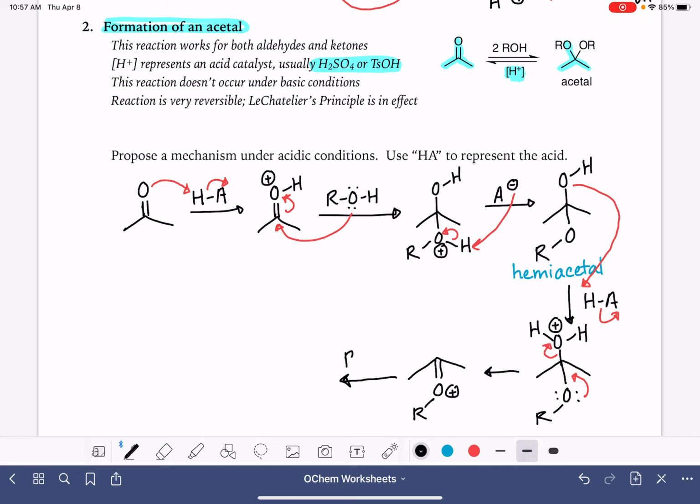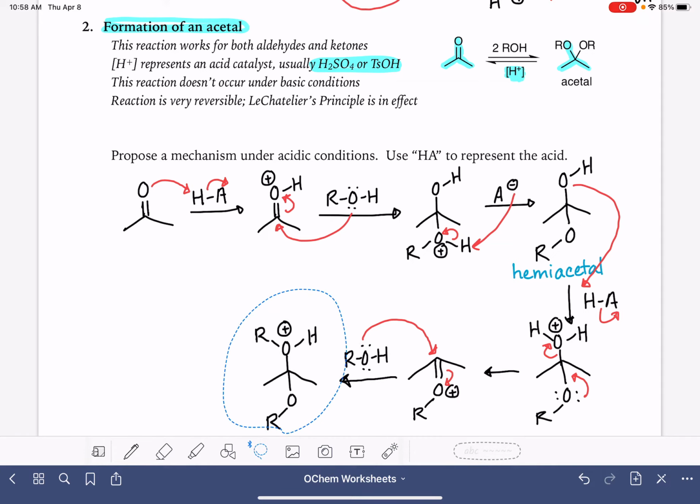Then what we're going to do is bring in alcohol number 2. Alcohol number 2, lone pair of electrons on the oxygen, are going to attack that carbonyl carbon and open up the carbon-oxygen double bond once again. And so now we have this molecule right here, like that. We've added our second alcohol molecule, and all that we have to do to get to the acetal is just deprotonate one more time.